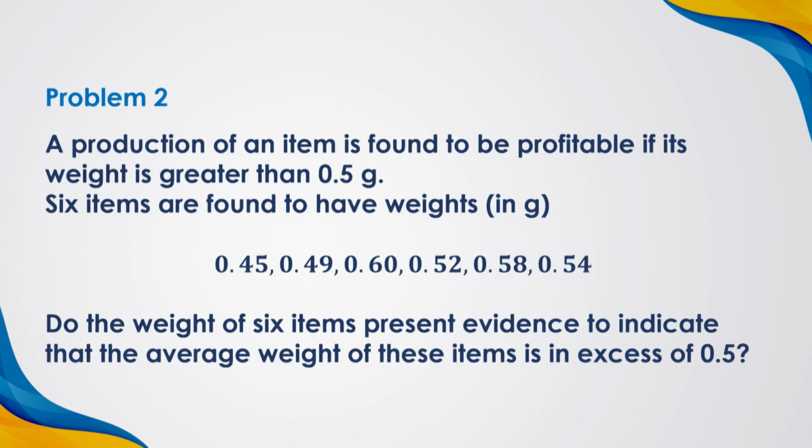Problem number 2. The production of an item is found to be profitable if its weight is greater than 0.5 gram. 6 items are found to have weights in gram 0.45, 0.49 and so on. The question is, do the weights of the 6 items present evidence to indicate that the average weight of these items is in excess of 0.5?